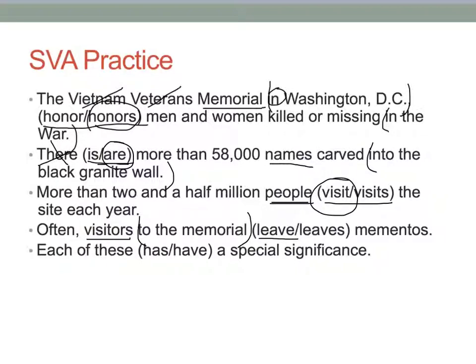And the last one, the trickiest one. So let's get rid of the prepositional phrase. Of these, remember, of is a preposition, just like in or on. So we get rid of the prepositional phrase, then we have each has or have a special significance. And then we say who or what has or have. And the answer is each. And each is one of those indefinite pronouns that is always singular. So we want the singular form of this verb. It's going to be has. Each has a special significance.